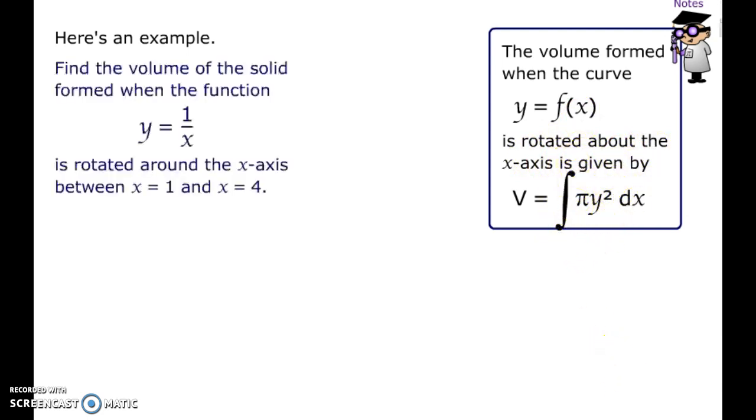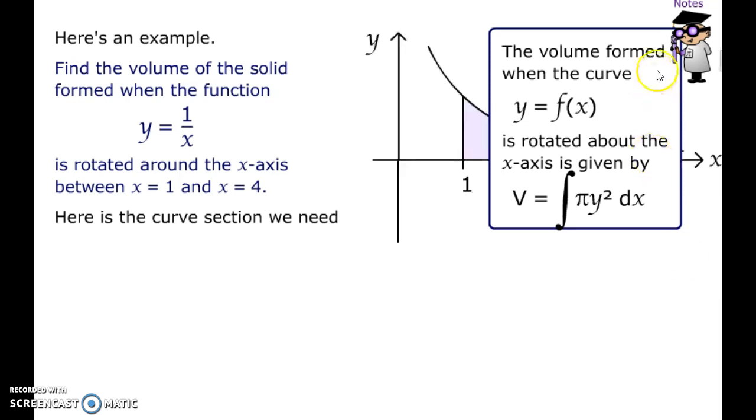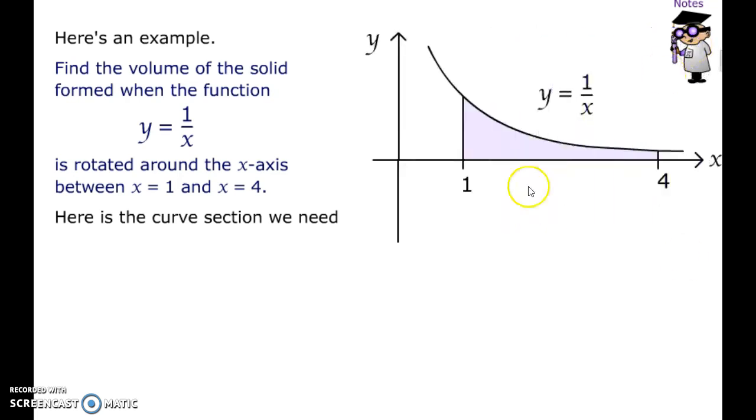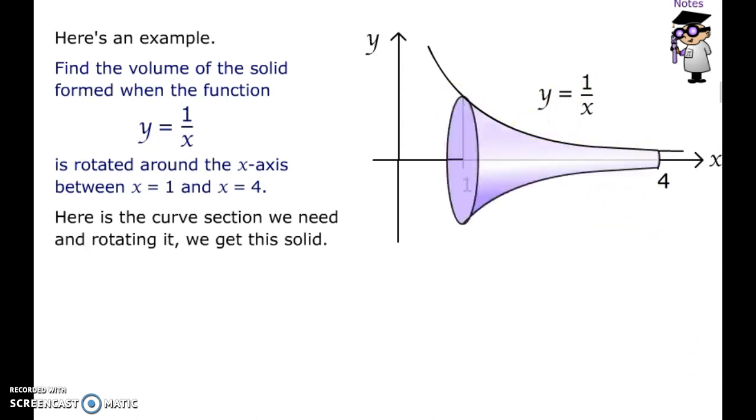So let's take an example. We have the reciprocal function 1 over x from 1 to 4. You can rotate it about the x-axis, or also about the y-axis, but here I'm talking about the x-axis only. Here's the function y equals 1 over x. This is 1, this is 4. As x grows from 1 to 4, the area of the circle will decrease. If you rotate it, this is the solid formed. It's like a cone, but not really a cone.